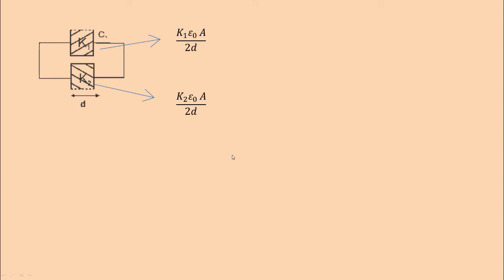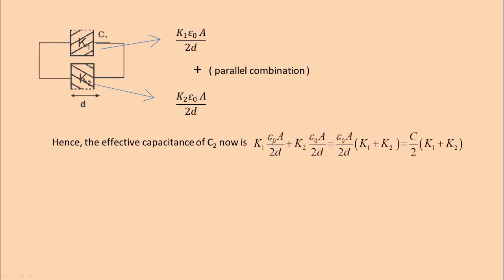Now these two are in parallel. So simply you will have to add, C equals C1 plus C2, the formula for parallel combination. So simply add these two. You will have effective capacitance of C2. Correct? K1 epsilon naught A by 2D plus K2 epsilon naught A by 2D. You see epsilon naught A by 2D common, taken out, K1 plus K2. But epsilon naught A by D is C from the capacitance of the first capacitor.